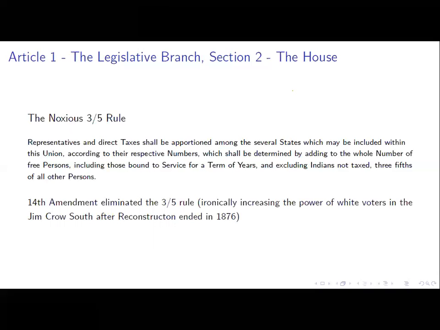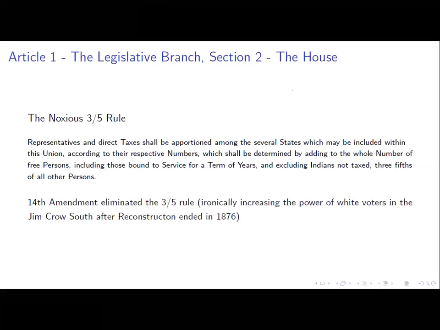Now, of course, what's going to get changed later, and this is kind of odious, is you quickly see, shall be determined by adding the whole number of free persons, including those bound to service for terms of years. So those are indentured servants. So you've got indentured servants back then, and excluding Indians. So Indians don't count, not taxed. And then three-fifths of all other persons. Who are those all other persons? Those are slaves, which is quite something.